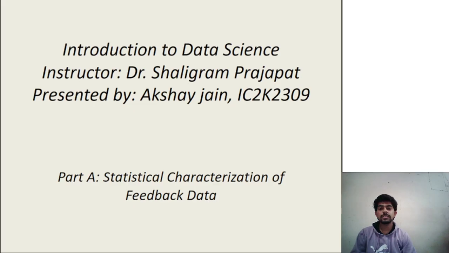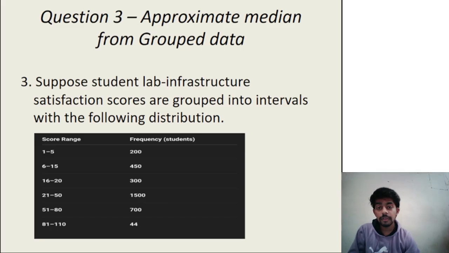Today we are going to discuss the question third of part A, statistical characterization of feedback data from my internal test 1. Let's move on to the question first. Question third, approximate median from group data. In this question we are going to approximate median from group data. Now let's read the question.